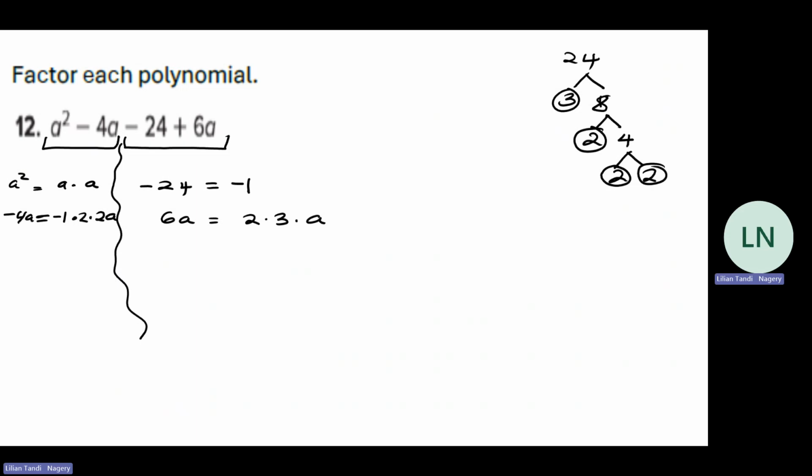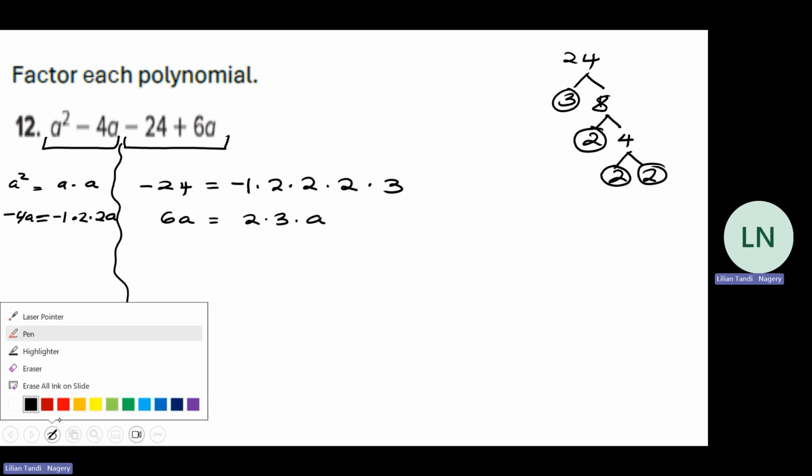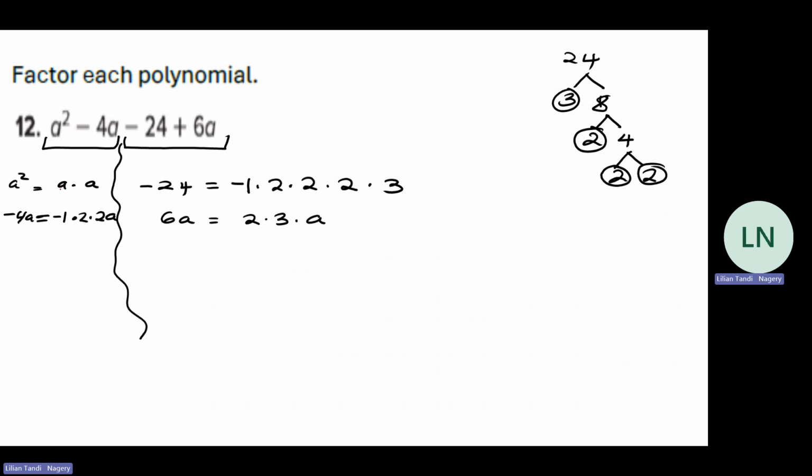All right, now, times 2 times 2 times 2 times 3. All right, let us find our common factor. Our common factor here is a. So we'll have GCF is a. a outside, a remains, and minus 4.